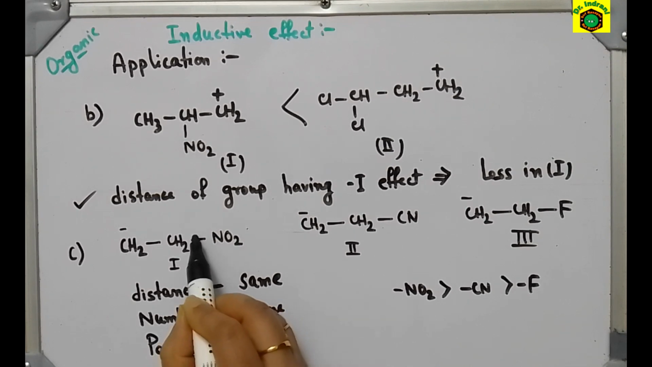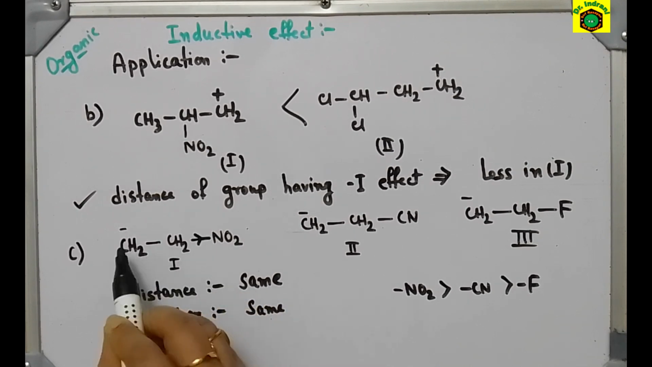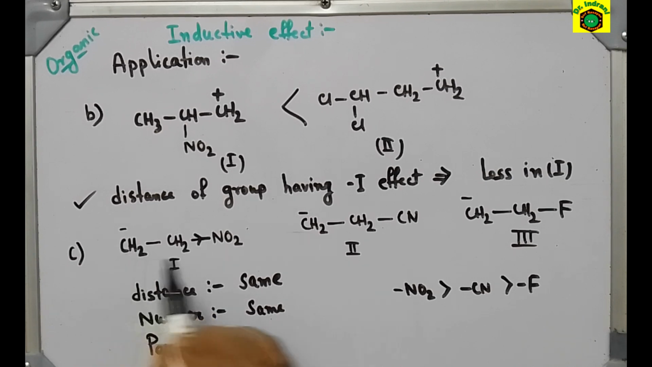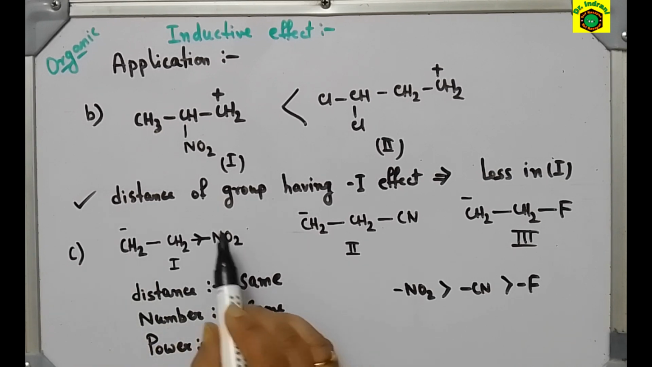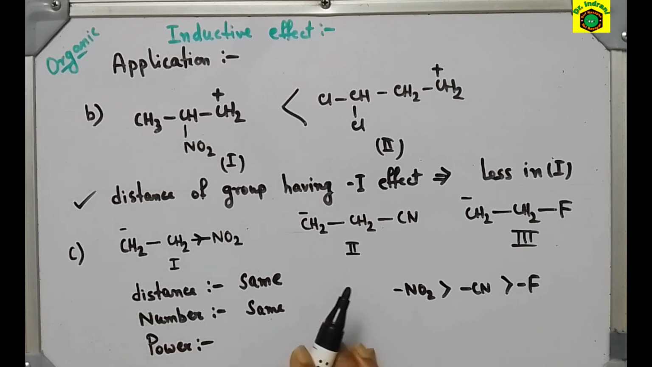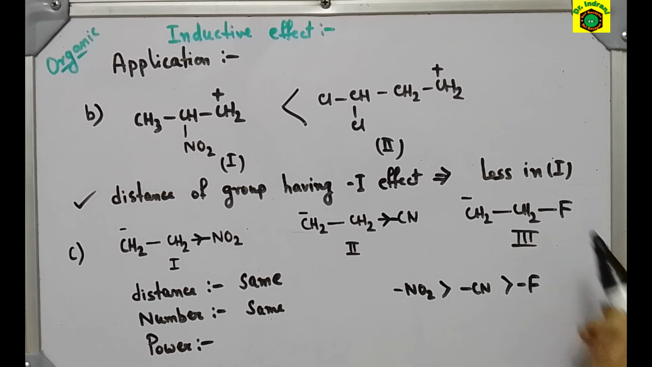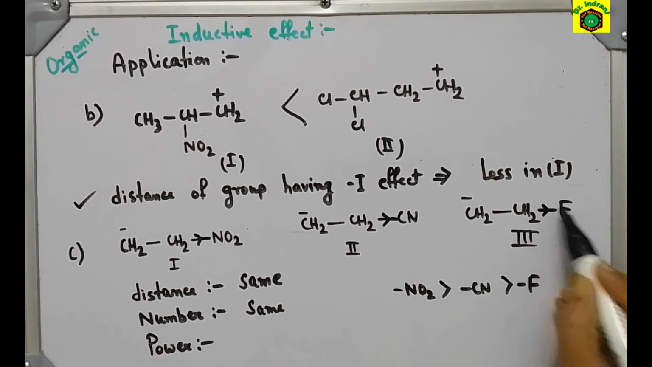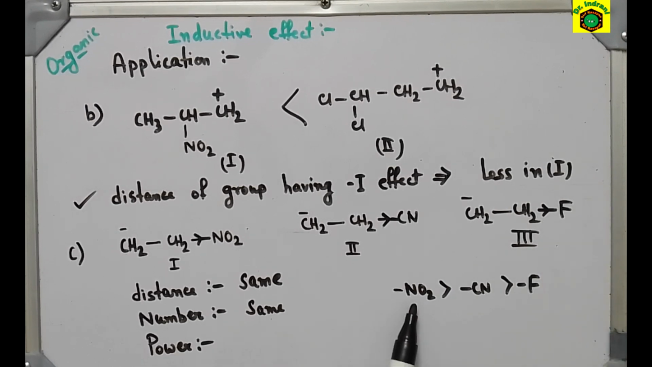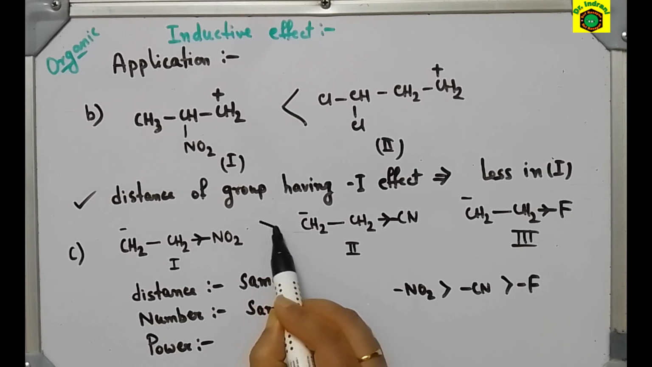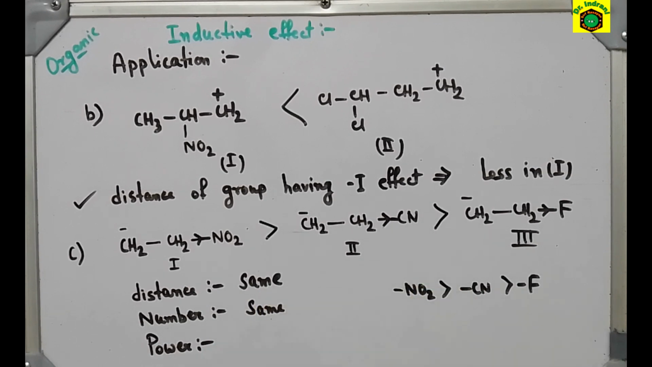Nitro group will withdraw electron density in this direction, and there will be minimization of negative charge, and the species will become more stable. This is also having minus I effect. This is also having minus I effect. It will pull electron density. Since it is having the highest power of minus I effect, this species is the most stable one. So the stability order will be like this. The power I have written here. Hope it's clear to you.